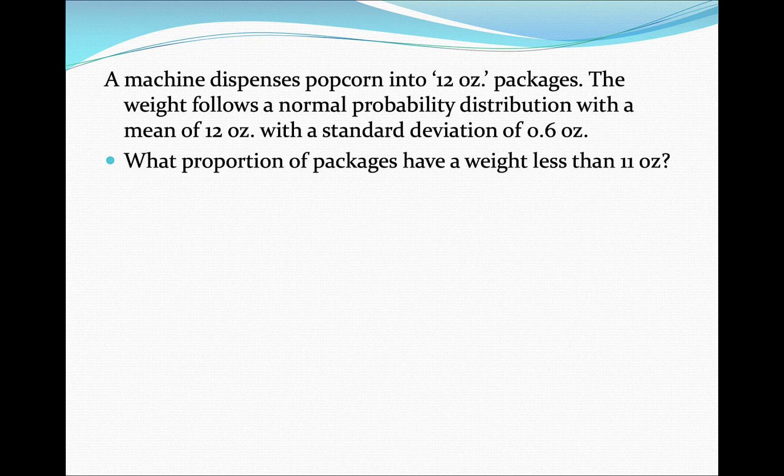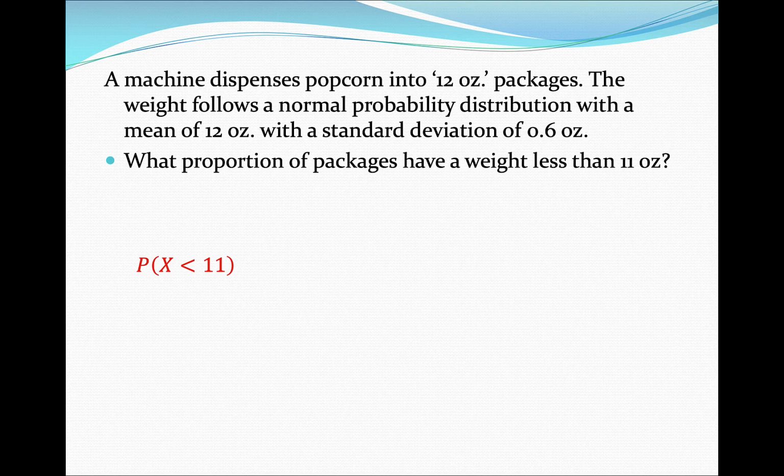Okay, so let's do an example where we actually go through this process. So this is the same scenario, mean of 12, standard deviation of 0.6. We want to know what proportion of packages have a weight less than 11 ounces. So what we're essentially finding here, you can see the probability statement I have written out there.